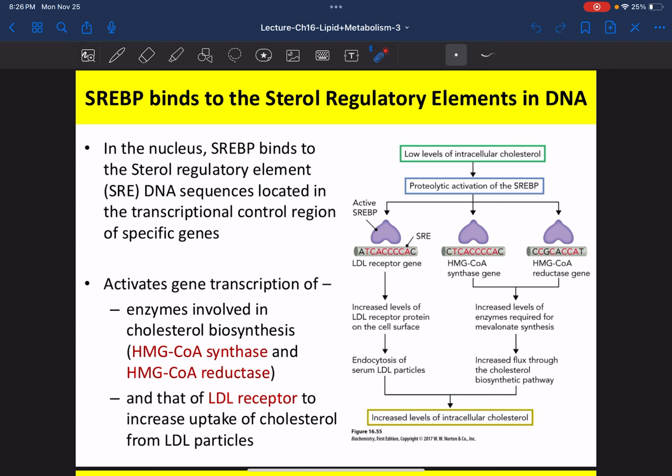In the nucleus, SREBP binds to the sterol regulatory element, also known as SRE, DNA sequences located in the transcriptional control region of specific genes, and then activates the gene transcription of enzymes involved in cholesterol biosynthesis like HMG-CoA synthase and HMG-CoA reductase, and that of LDL receptor to increase uptake of cholesterol from LDL particles.